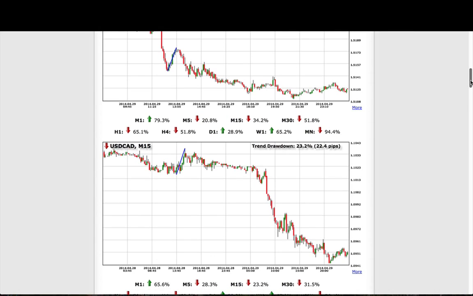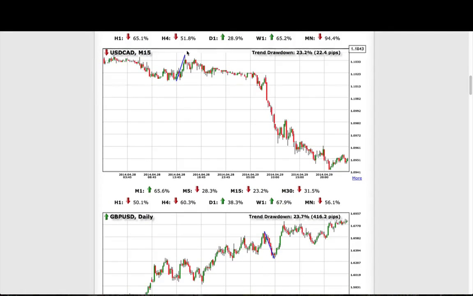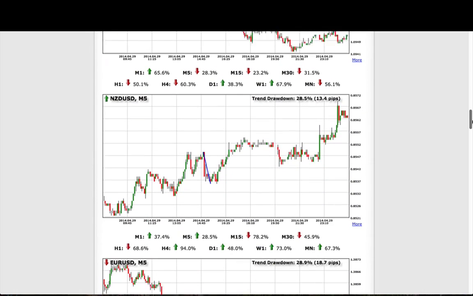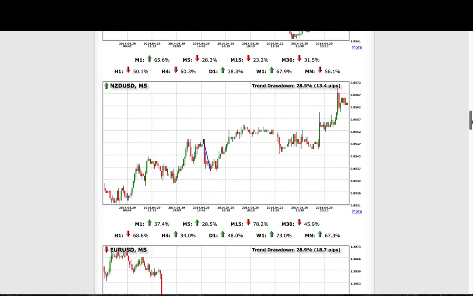Again, scrolling down, next position, US CAD on the 15-minute. The 1-minute's up, but the 5, 15, 30, 1 hour, 4 hour are down. So again, that's a nice little trade to go down because it's reverted recently, and so therefore we're going to catch it coming the other way. So you can see what this does. We're looking at the daily here. We come to the US CAD on the 5-minute, the New Zealand dollar on the 5-minute.